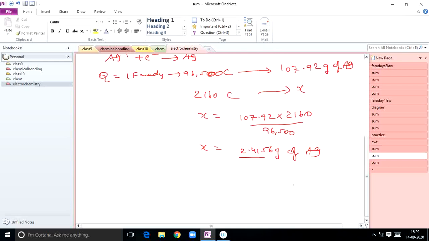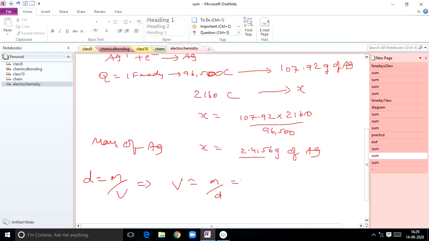After that, you got the mass of silver. This is nothing but the mass of silver. Now, you know density is equal to mass by volume. From this, volume is equal to mass by density. So mass is 2.4156 by density 10.47. Finally, if you substitute, you will get 0.2307 cm cube.